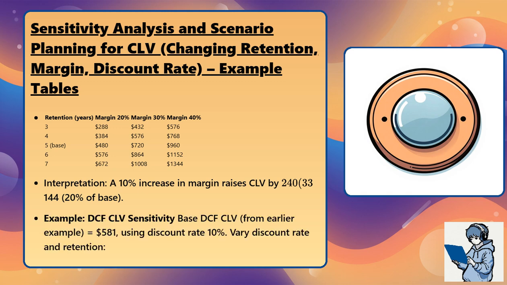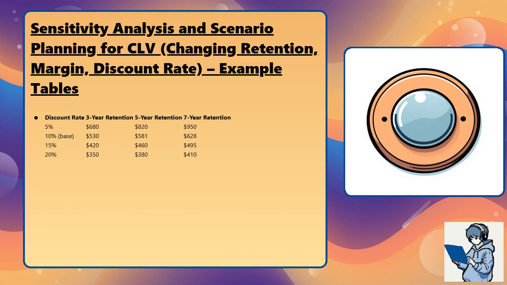Example: DCF customer lifetime value sensitivity. Base discounted cash flow customer lifetime value from earlier example equals $581 using discount rate 10%. Vary discount rate and retention. Discount rate 5% with 3-year retention gives $680. 5-year retention gives $820. 7-year retention gives $950.